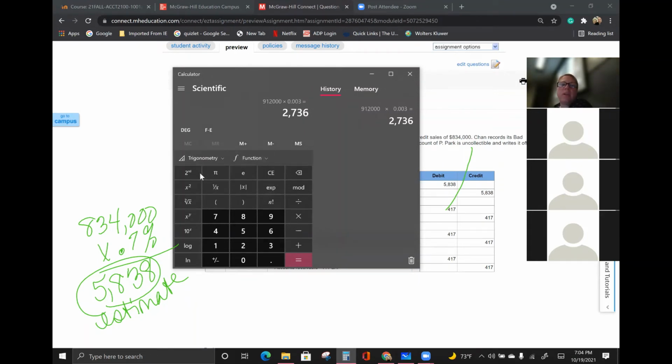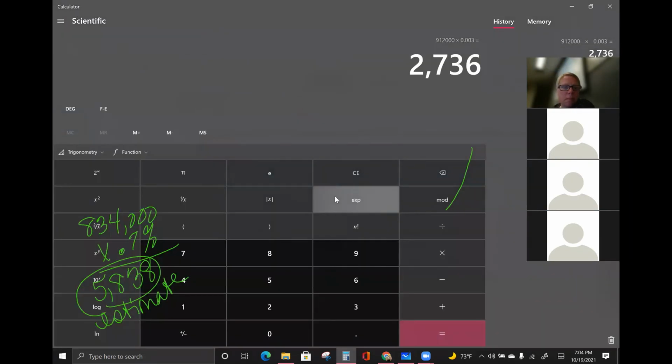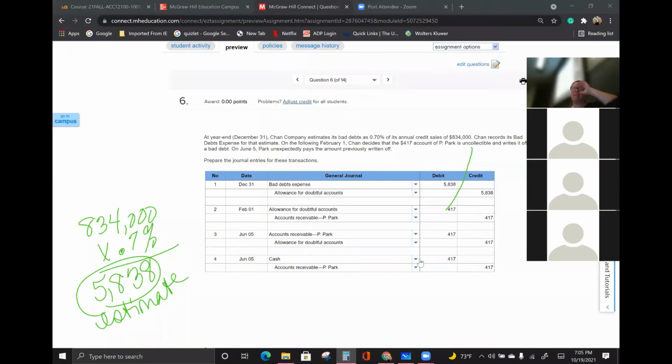So if you have a calculator that has the percent on it, I don't have that on here. It happens. I've been talking, sometimes teaching, and I'm doing the exact reverse of what I want to say. But if you have a calculator, just put the 0.7%, hit the percent sign, and it'll calculate it for you. Or just do the 0.007.